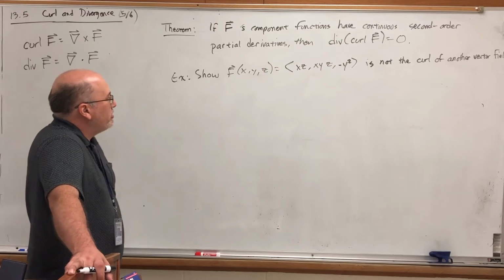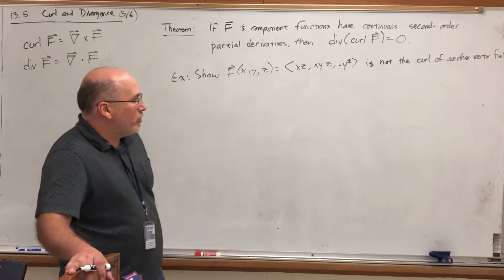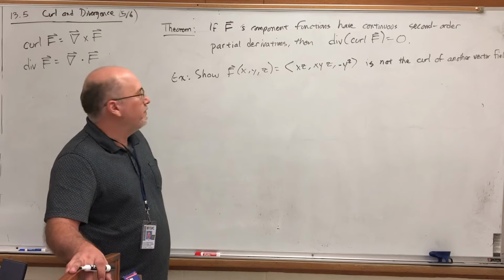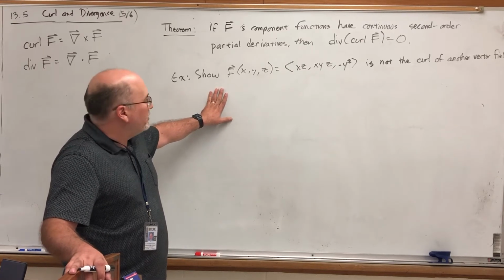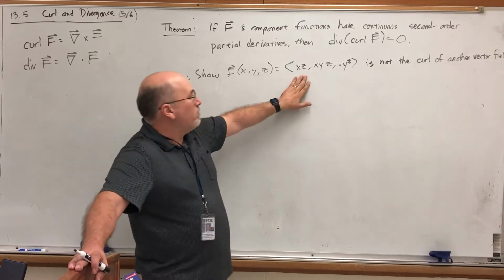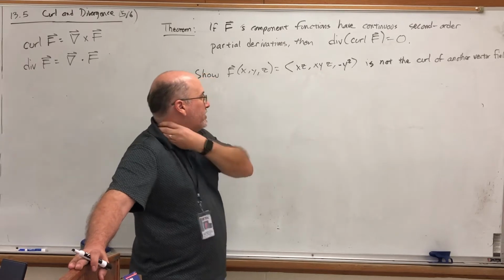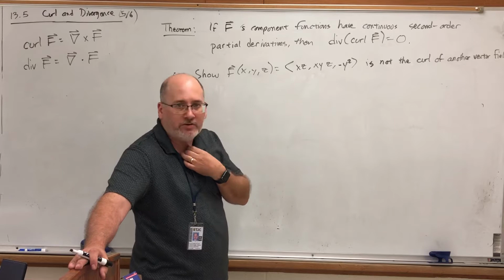But how can we use this? Well, sometimes you might need to answer the question, are you the curl of something? Are you, as a vector field, the curl of another vector field? We're going to show that this vector field is not. The vector field f of xyz is equal to this guy again. First component is xy, second component is xyz, third component is negative y squared. We're going to show it's not the curl of another vector field.